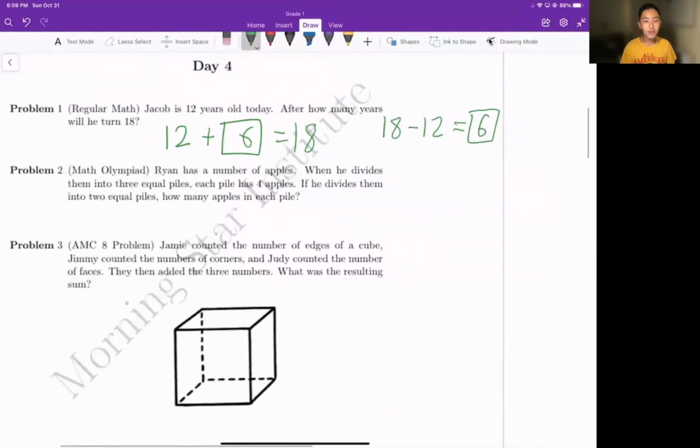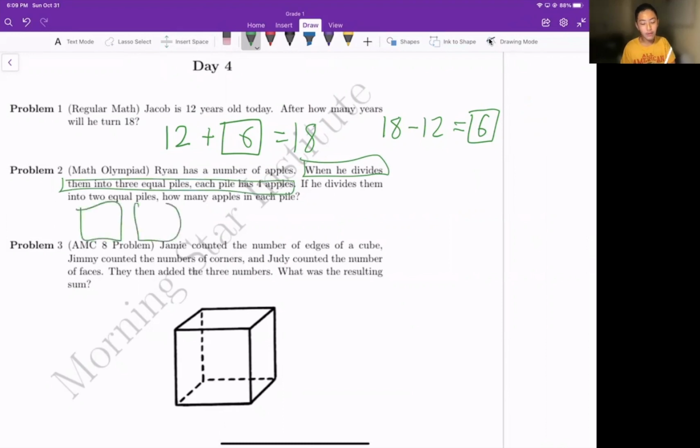For problem 2, it says Ryan has a number of apples. When he divides them into 3 equal piles, each pile has 4 apples. And if he divides them into 2 equal piles, how many apples are in each pile? So from this statement that says when he divides them into 3 equal piles, each pile has 4 apples.